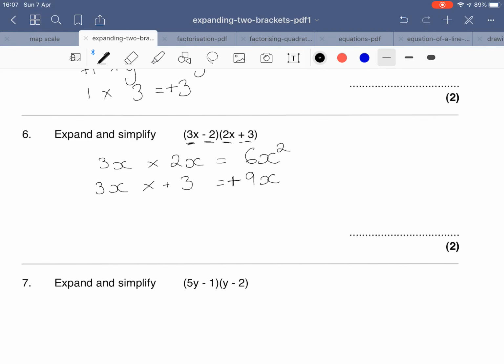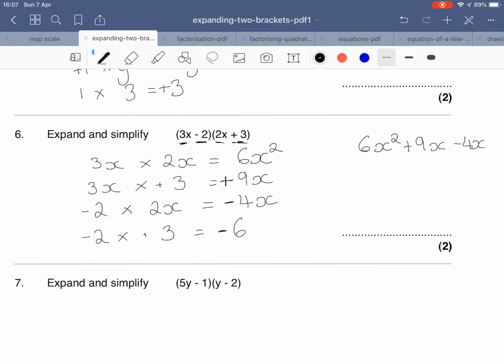Then I'm going to do my inside ones, minus 2 times 2x. Just do 2 times 2, which is 4. Stick your x on and stick your minus in. Minus 2 times 3, so minus 2 times a positive 3. So 2 times 3 is 6, and a minus times a positive is a minus. So we've got 6x squared plus 9x minus 4x. Ooh, if I run out of space. Minus 6. So I can only collect these ones, remember.